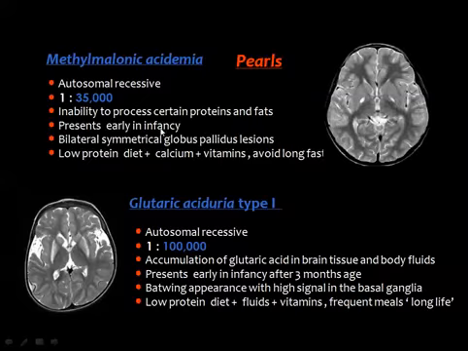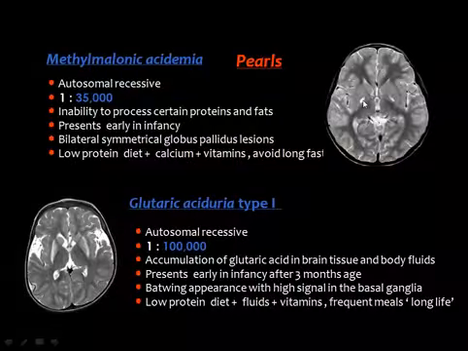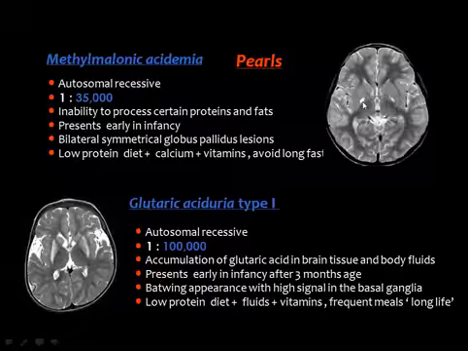The disease presents early in infancy. The main imaging finding is almost characteristic, where you can see bilateral symmetrical globus pallidus lesions. These lesions will appear hypodense in the CT, low signal in MRI T1, and high signal in MRI T2 and FLAIR, with no restricted diffusion, excluding that these are an infarct.